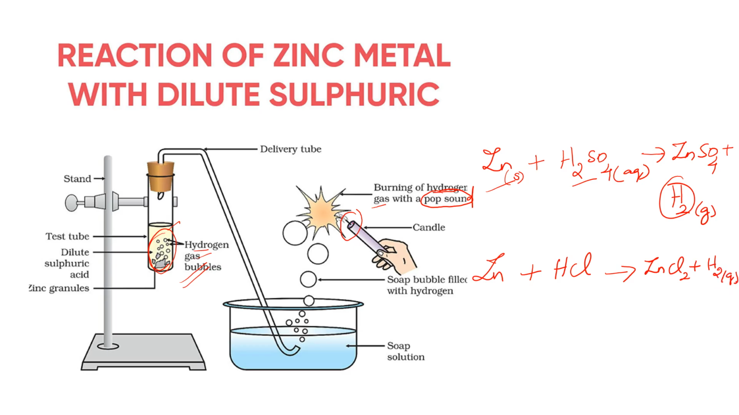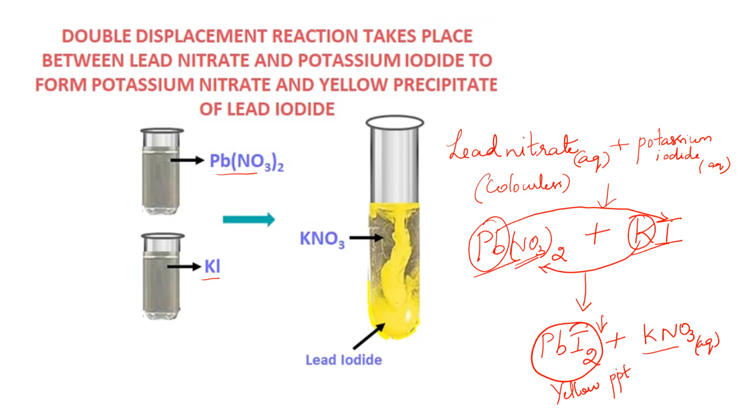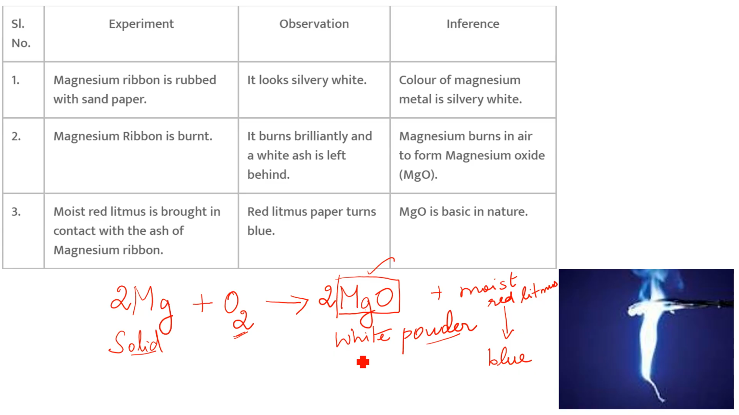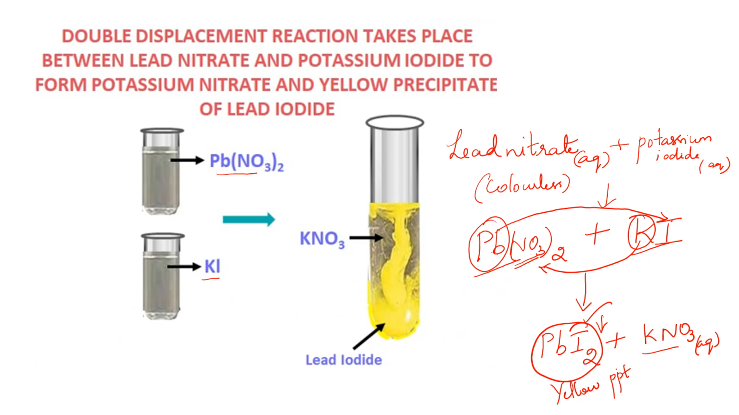Now, in these three reactions, we saw that during a chemical reaction, there may be release of gas, or there may be formation of a new substance, which is a colored substance, or there can be a change of state. The first reaction we saw, magnesium, which is a solid, became a powder. That is also a solid. So there will be some changes that happen during a chemical reaction.